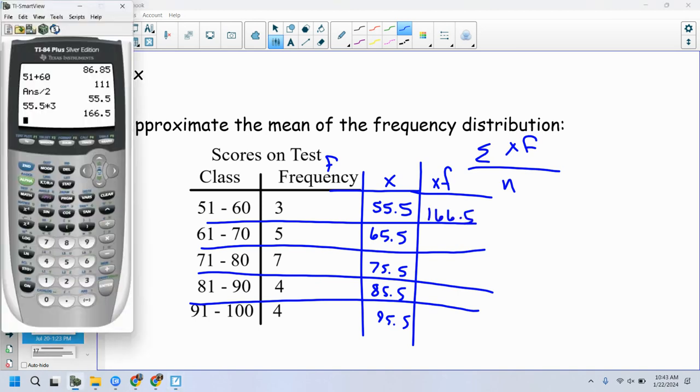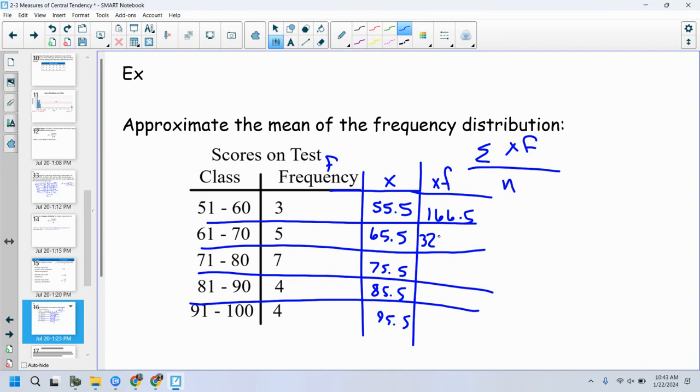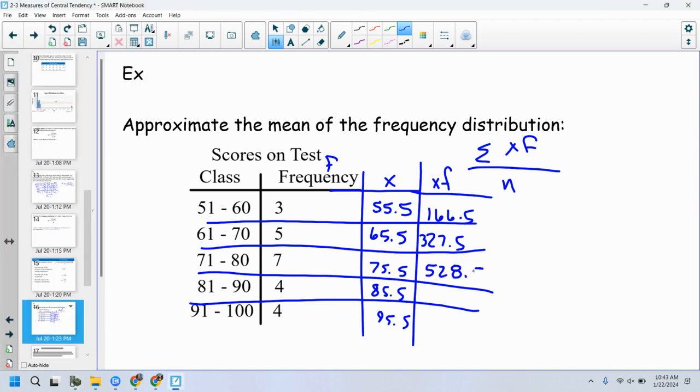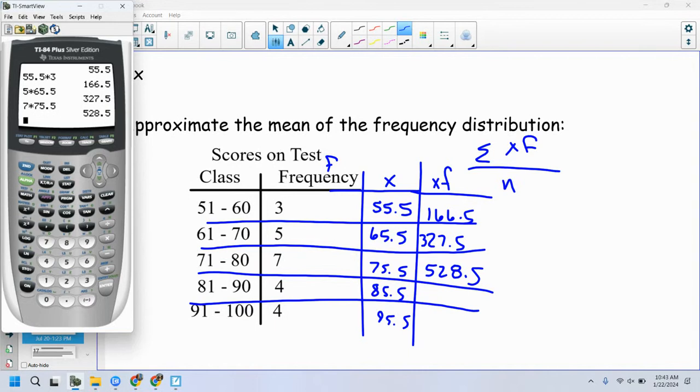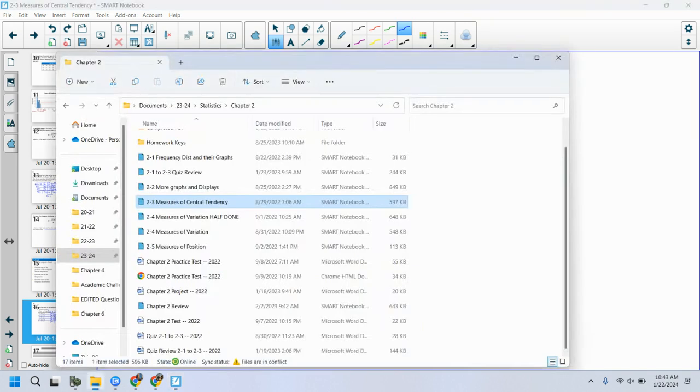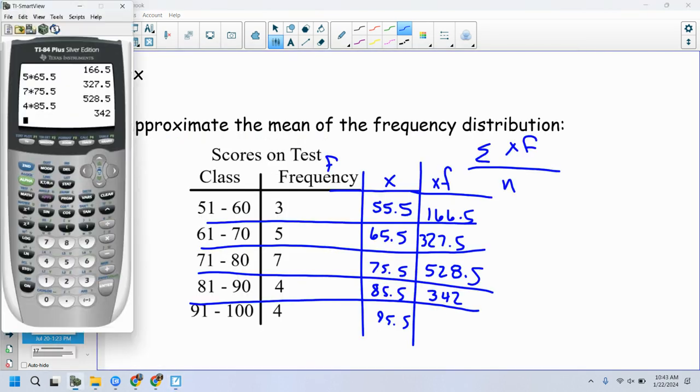And we've got 5 people in the 65 and a half category, which is 327 and a half. And then we've got 7 people in the 75 and a half, which is 528 and a half. We've got 4 people in the 85 and a half, 342. And we got, oops, that's not right. And we got 4 people in the 95 and a half, 382.